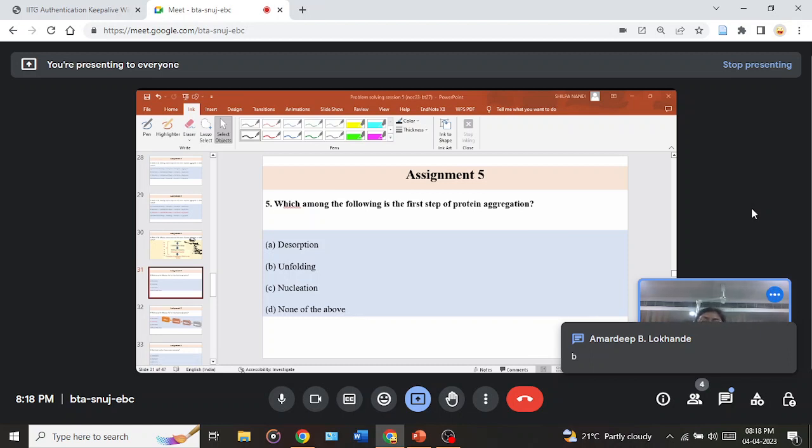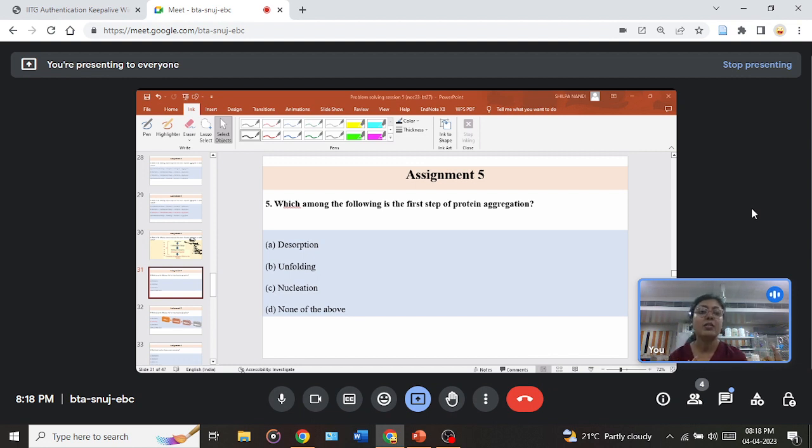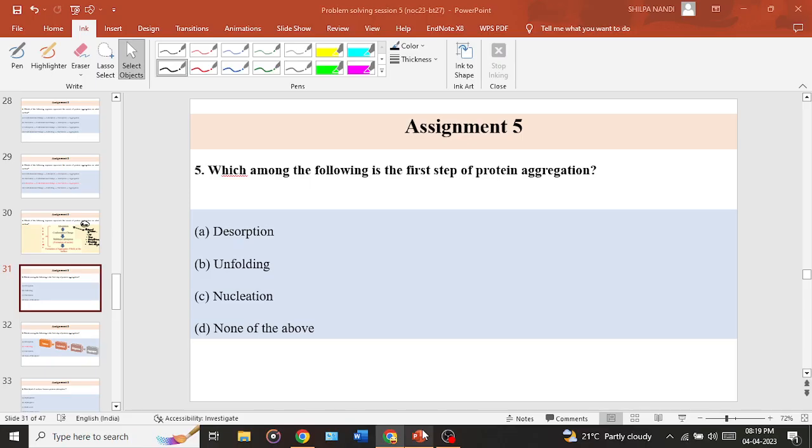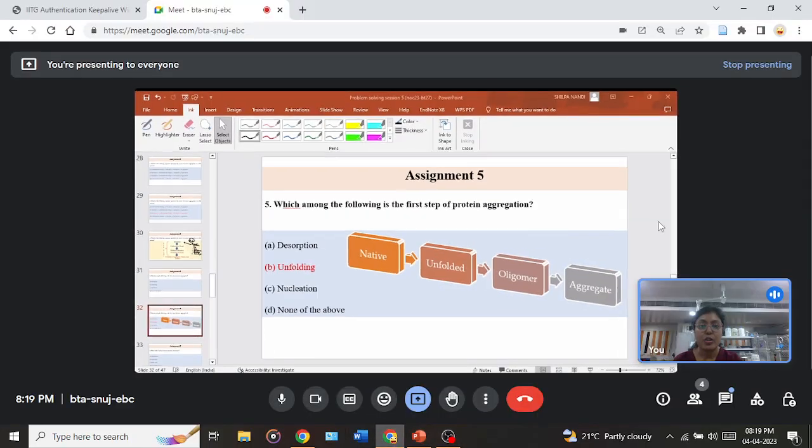Yes, now you're thinking. You have to recall and relate it to everything, whatever sequences there are in the case of protein aggregation on a surface and in bulk, and then give the answer. If you make such mistakes, your answer won't be correct. So, as you gave the answer B, Amardeep, B is unfolding. Option B is correct, which is unfolding.